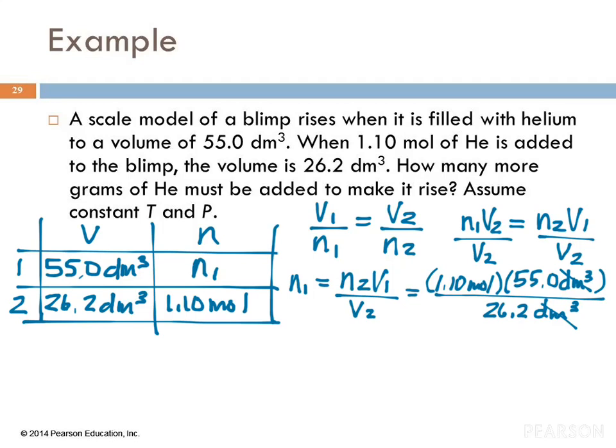So we have 1.1 times 55 divided by 26.2. So the number of moles of helium that we need to have in that balloon are 2.30916 moles.